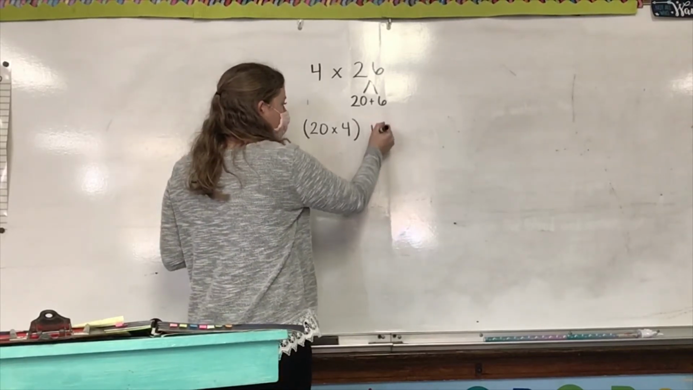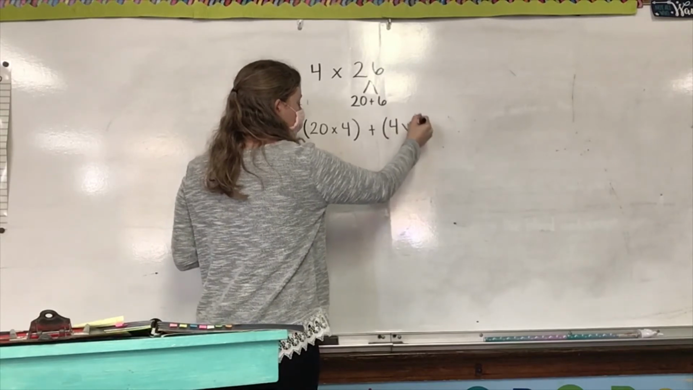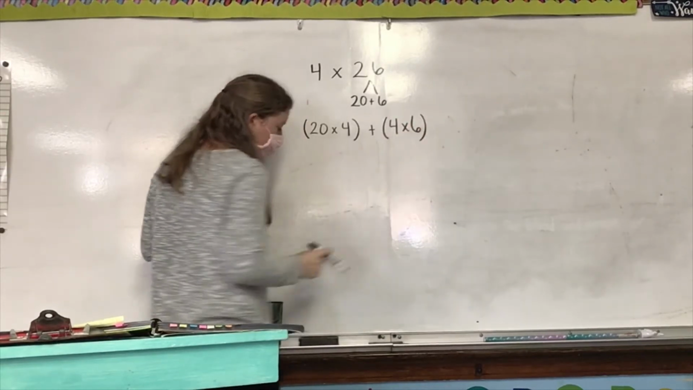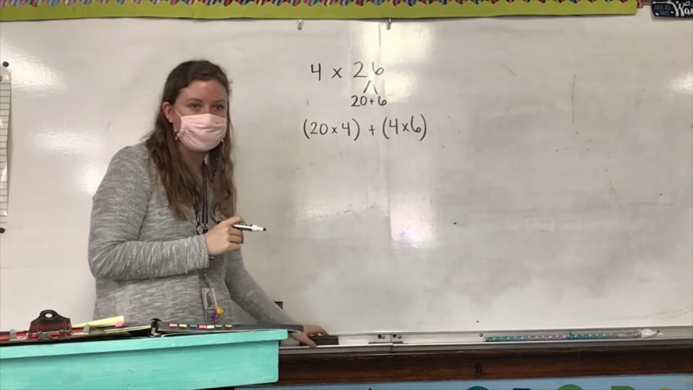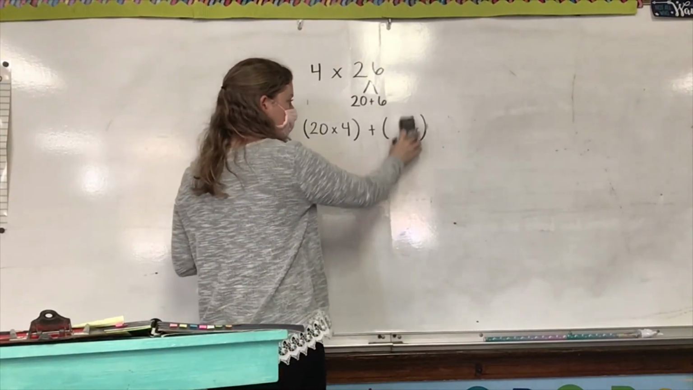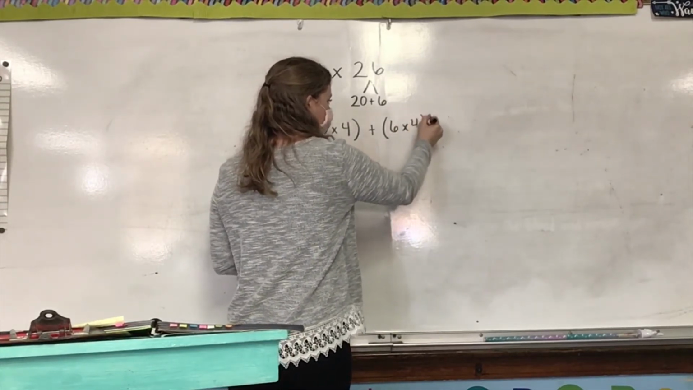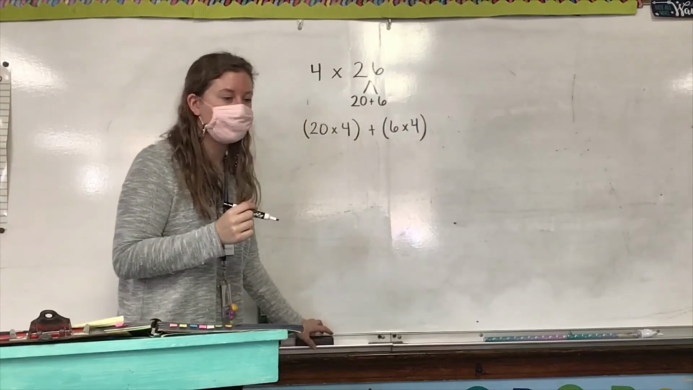Plus, parentheses, 4 times 6, parentheses. I will say, try to keep your smaller factor in the same place so that you don't confuse yourself. So instead of writing 4 times 6, let's write 6 times 4. You're not wrong, but you can go ahead and use your red pen to do that.